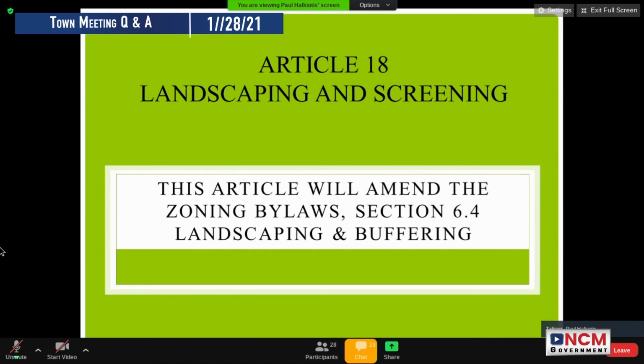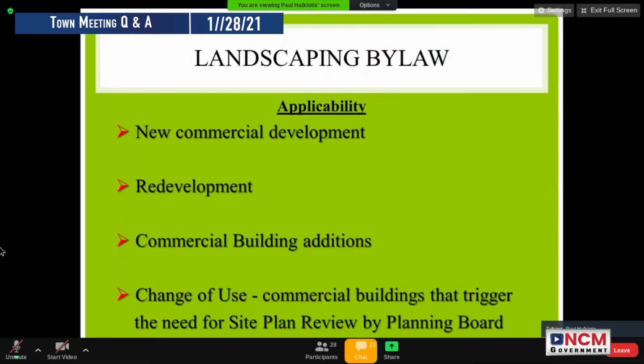Last but not least is my last in the six pack of zoning amendments for town meeting, and that is an article that will amend the landscaping and screening regulations in the zoning bylaw. That's section 6.4, our green article, so we went with the green background. I don't know about the lime green, I might have to change that.